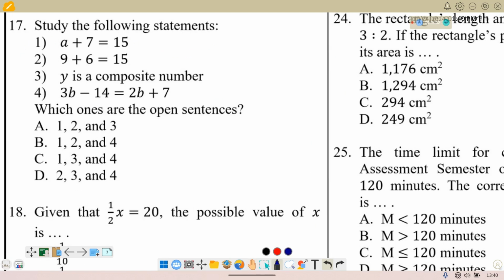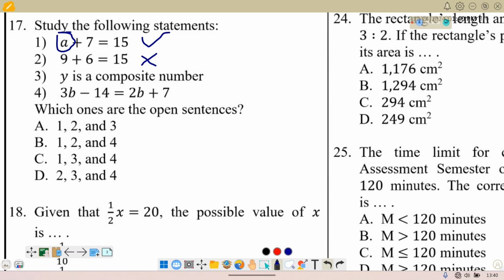Now number 17, study the following statements. Which ones are the open sentences? According to what I said to you before, there's a chance for any number to replace the variable. According to that, A, we don't know the value of it, right? So this is an open sentence. This one is wrong. I mean, there is no chance for another number to replace each of them, right?